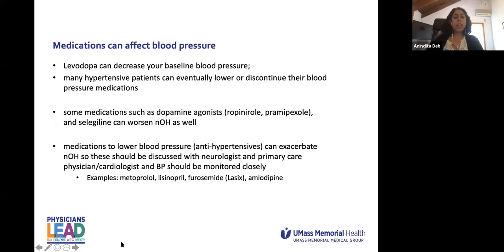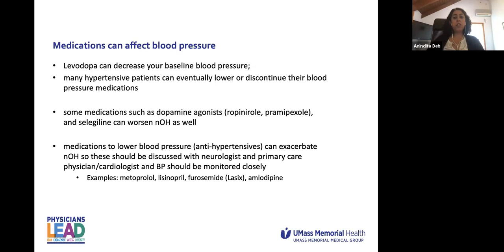There's multiple medications which can affect blood pressure. So levodopa, as you may or may not know, can definitely decrease your baseline blood pressure. In fact, many patients who are initially hypertensive and on medications, after they develop Parkinson's and are on dopaminergic medications like levodopa, eventually, if we see that blood pressure is low, they may need to lower or even discontinue their blood pressure medications.